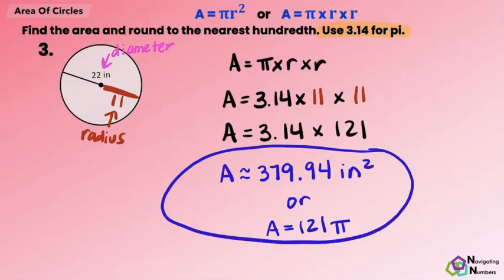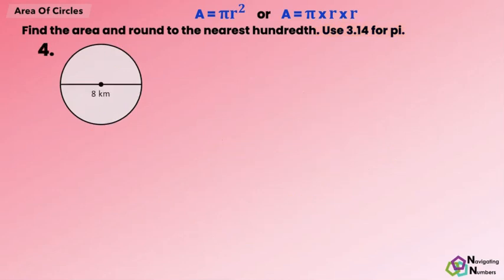All right. And number 4, here we have a circle with a diameter. We're still calculating area using 3.14 for pi. And okay, so here we have a diameter of 8 kilometers. So we can't use that. We need half of that, so we need the radius. So the radius is 4 kilometers. So this is my radius.